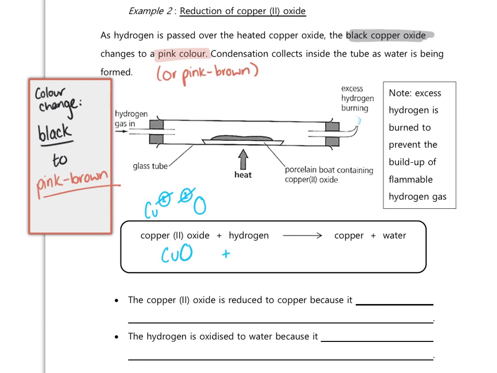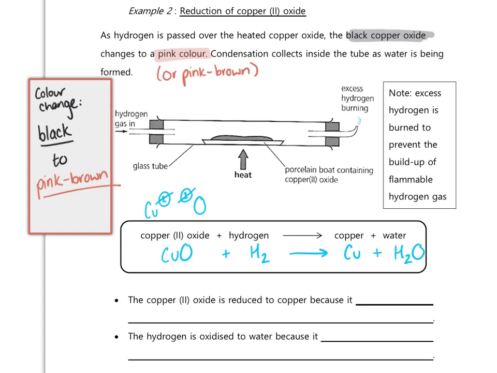Plus hydrogen. Hydrogen's an element, but it's diatomic, so I need to write it as H2. Copper then, that is just the element copper, and it's not bonded with anything, so we don't need to use its valency or anything. It's not diatomic, so we just write it as Cu. Plus water then is H2O, so plus H2O.